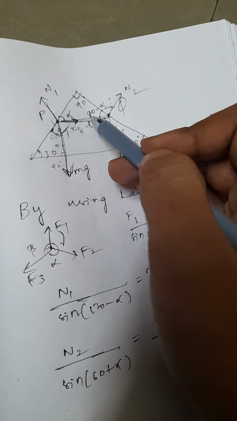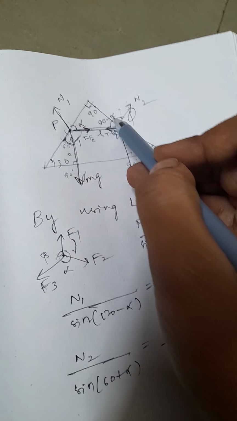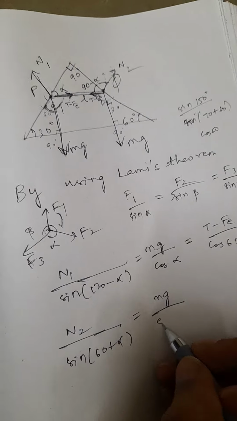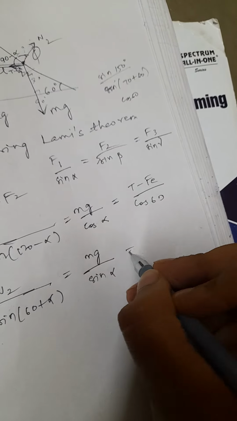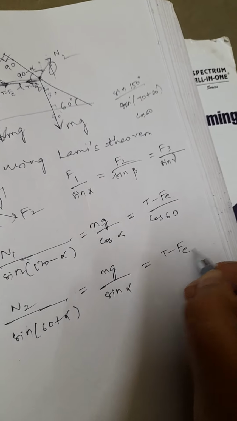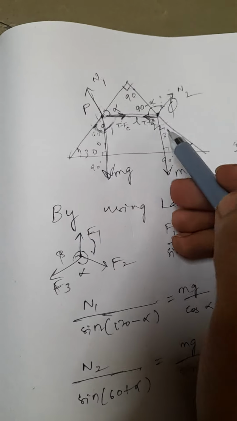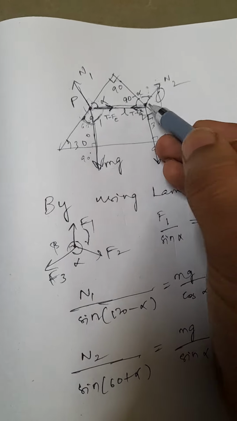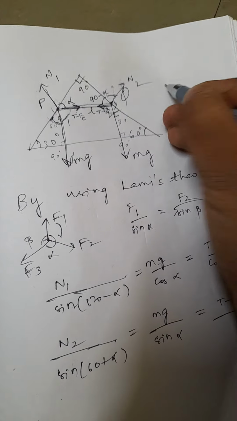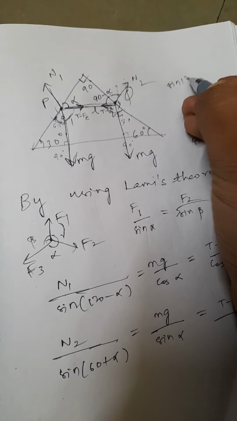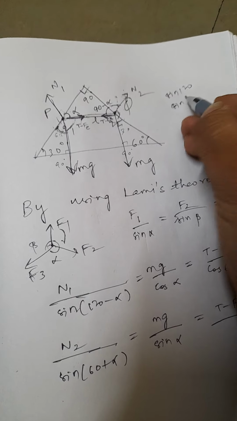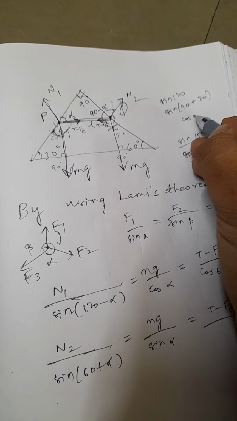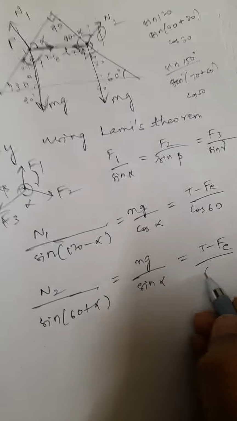So 90 plus 90 minus alpha, which is equal to sine 180 minus alpha, which is sine alpha, which is equal to t minus fe divided by the angle we need to find. This is 30 degrees, this is 90. 90 plus 30 would be 120. So sine 120 can be written as sine 90 plus 30, which can be written as cos 30. So we can write it as cos 30.